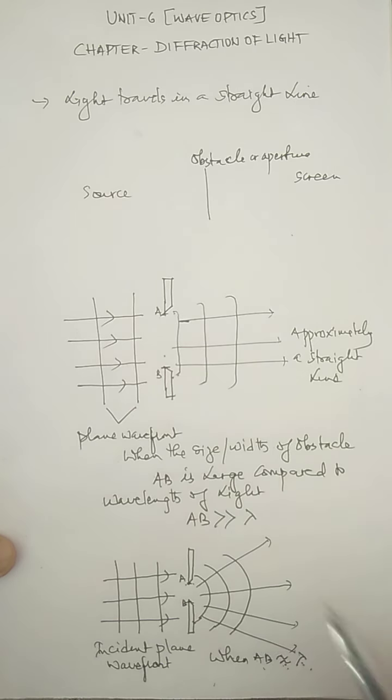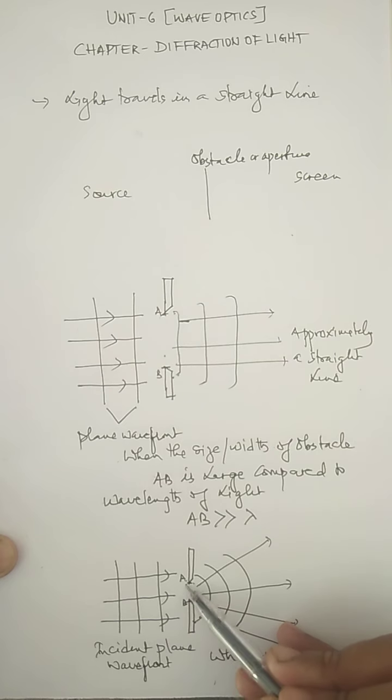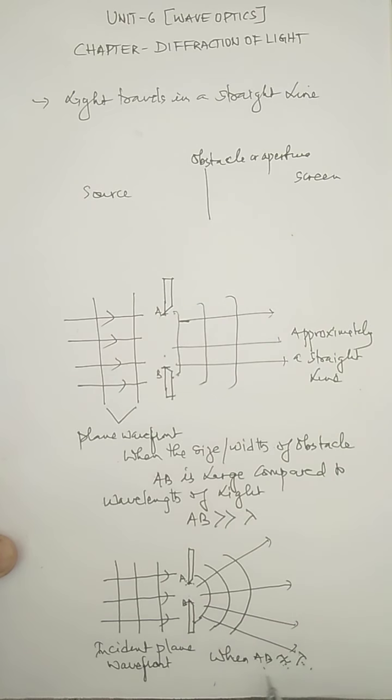There is more bending of light at the corner of a what? Obstacles. But children, remember this happens only when the size of the slit or obstacle, or we can use the word aperture, AB, is comparable to the wavelength of light. Then there is a spreading of light by a certain amount, due to the bending of light at the corner or edges of the obstacle, and it emerges to form some geometrical shadow on the screen.